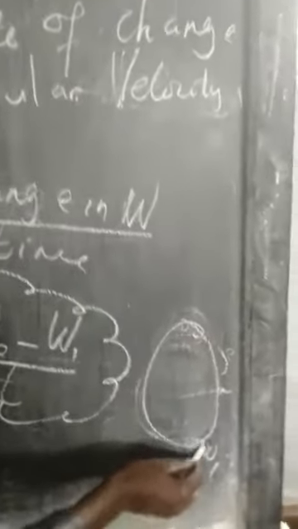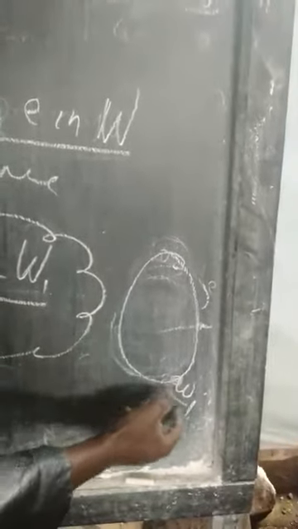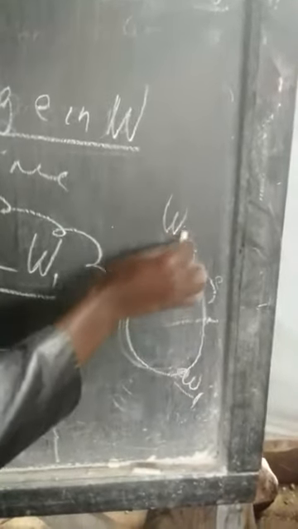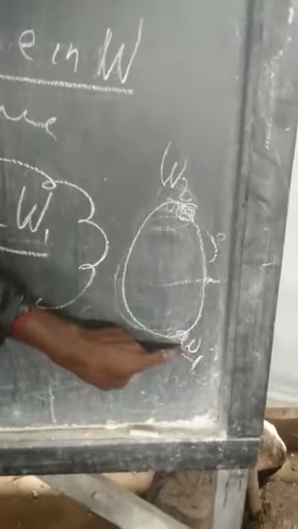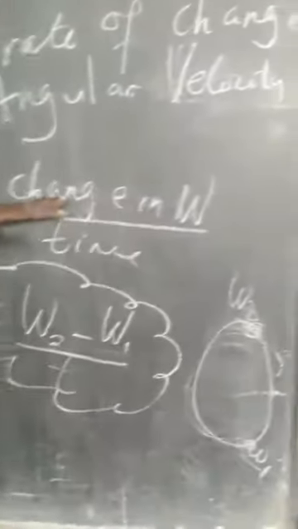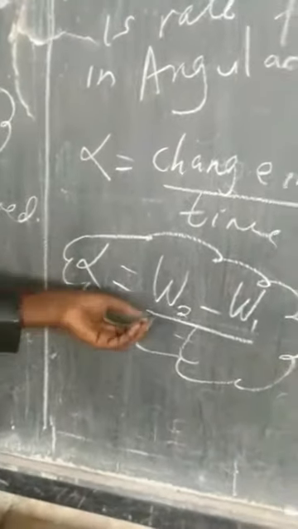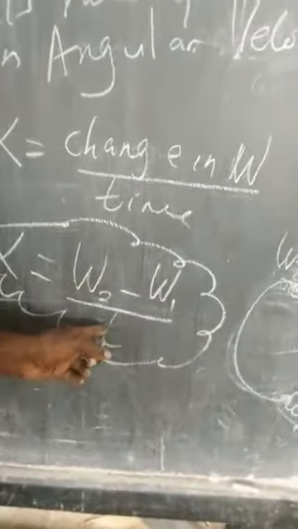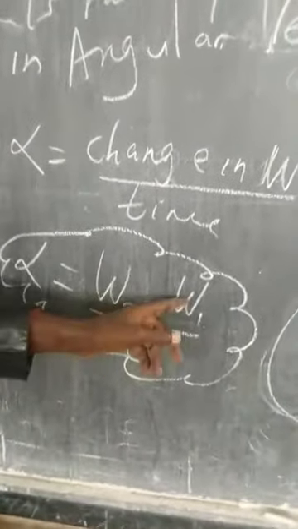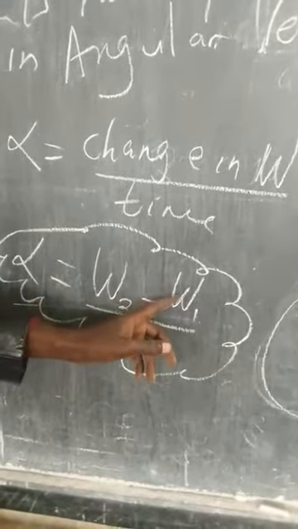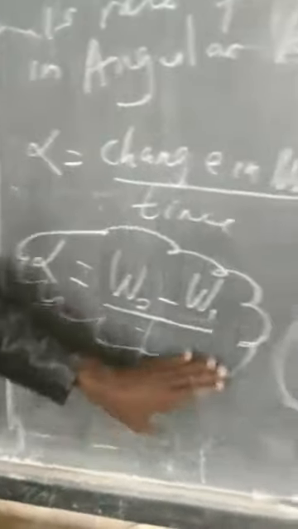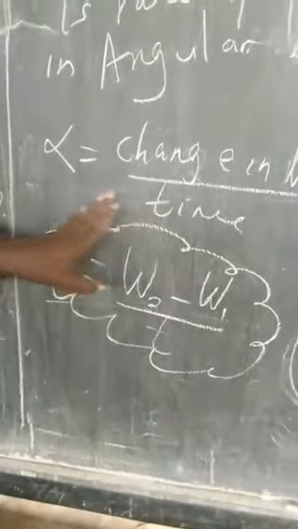An object ikiwa maybe from this point kilikuwa kina initial velocity omega 1, at this point kina final velocity omega 2. So ukitafuta acceleration ni final velocity which is omega 2 minus initial velocity which is omega 1. So angular acceleration is equal to change in angular velocity over time. So acceleration is equal to omega 2 minus omega 1 over time. Omega 2 represents the final velocity and omega 1 represents the initial angular velocity. So this is the formula used to find angular acceleration.